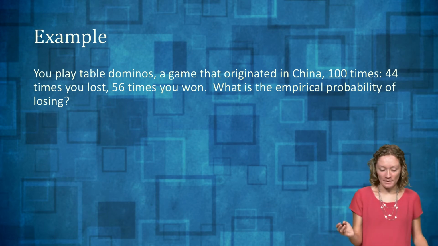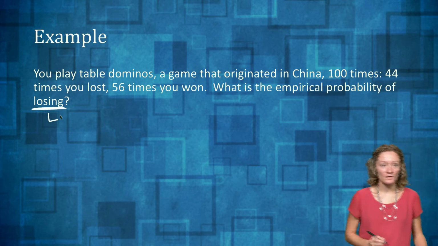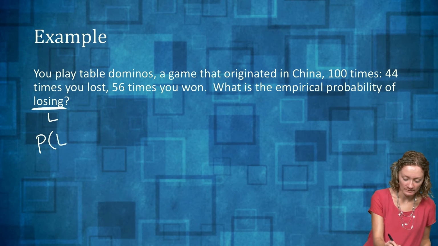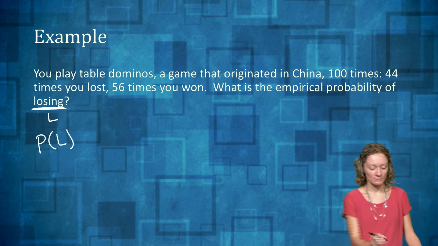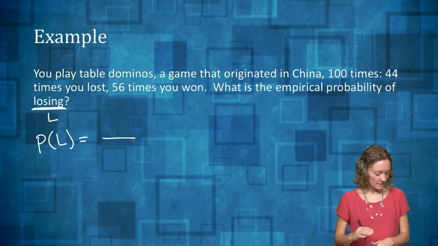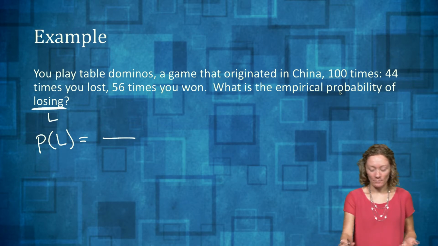Okay, the event that we're looking at is losing. So we'll call this event L. So the probability of losing, P of L, however you want to read it, numerator and denominator. Denominator is the total number of times the experiment was performed. The experiment in this case is playing the game. You played the game 100 times.